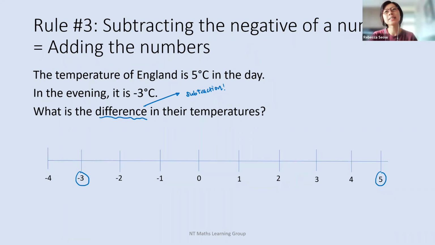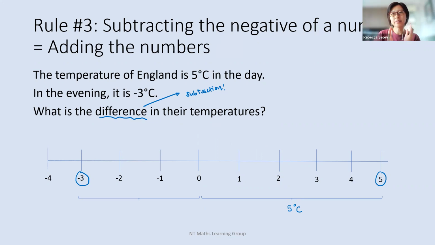We might want to break this up into two parts. Okay, so the first part would talk about temperatures that are above 0 degrees Celsius. So from 0 to 5, we can see that there are 5 units of temperature or 5 degrees Celsius. So from 0 degrees Celsius to 5 degrees Celsius, the temperature would have gone up by 5 degrees Celsius.